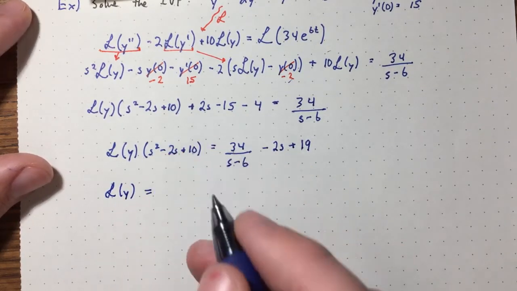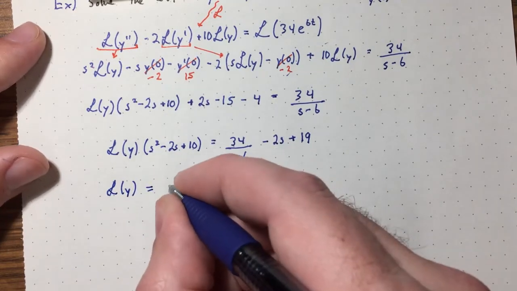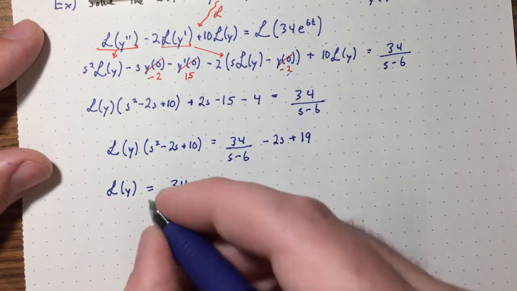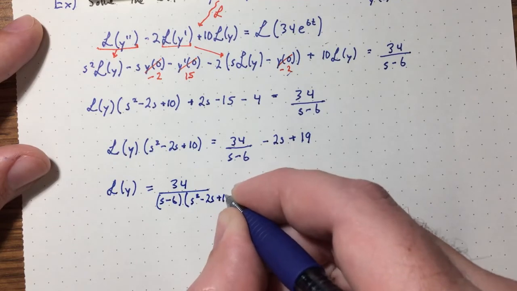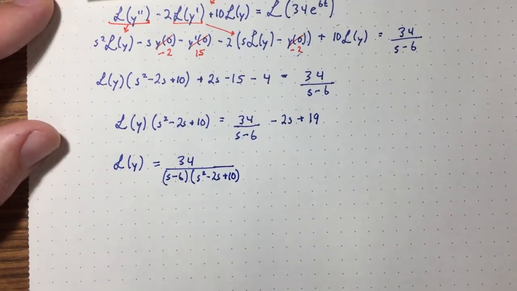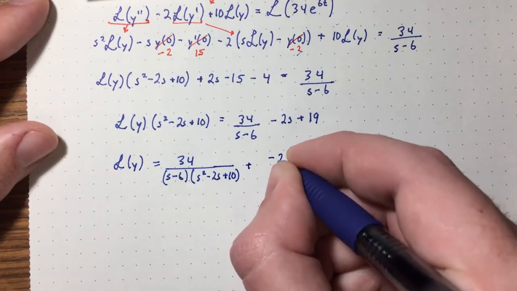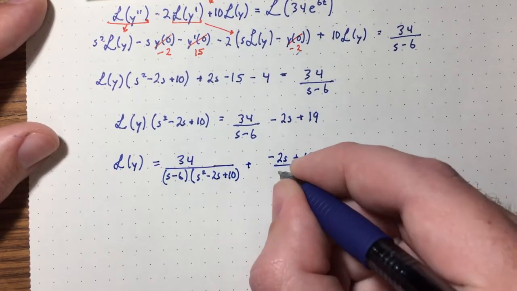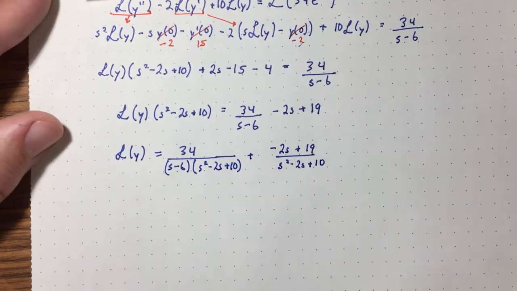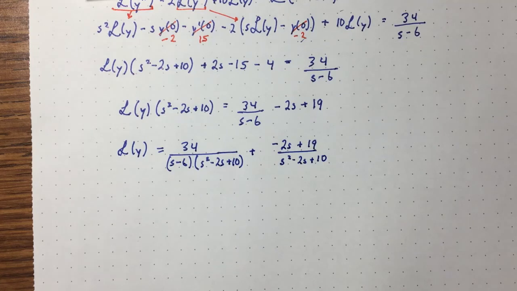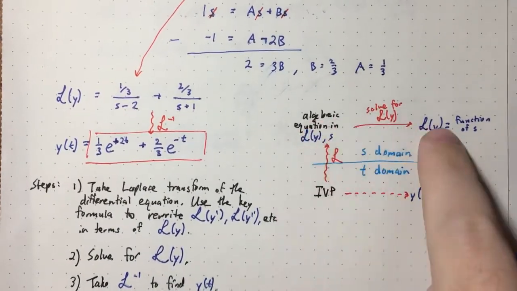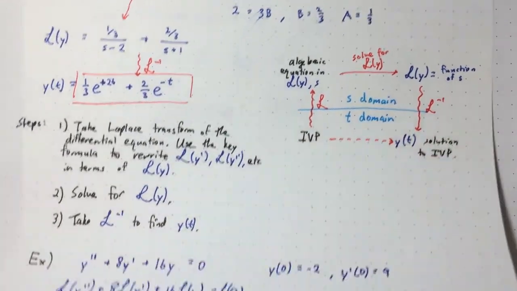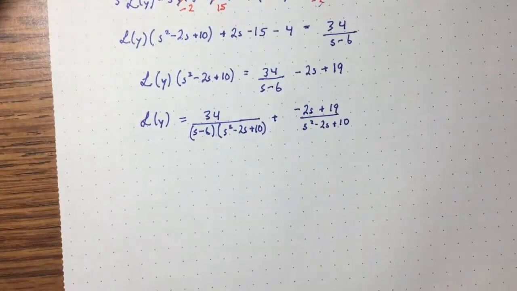L of y is, now I have to divide by this thing. So that's the same as dividing both these parts by that. So it's 34 over. You can see that this is starting to get pretty messy. But this is typical. Okay, we have that. And then we have a plus minus 2s plus 19 over s squared minus 2s plus 10. Great. So we are already at the final step, right? We did this part and that part really quickly. But now we have to take the inverse Laplace transform. And we actually still have a lot of work ahead of us.